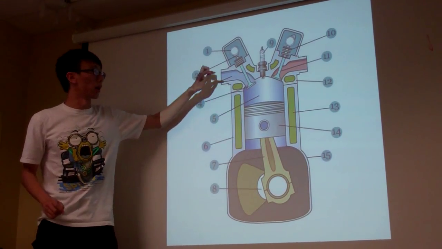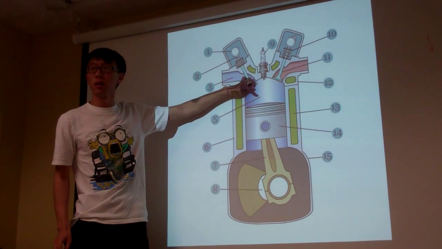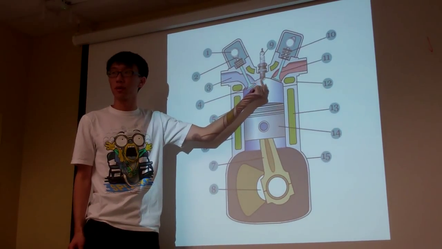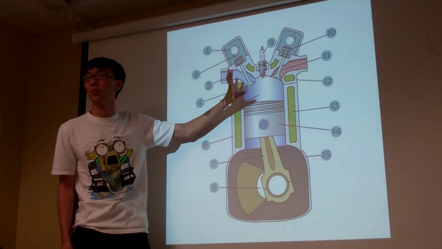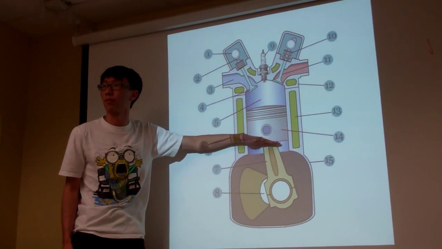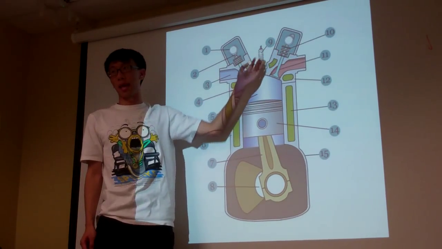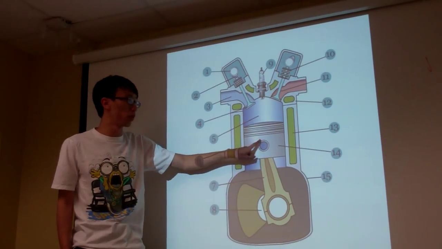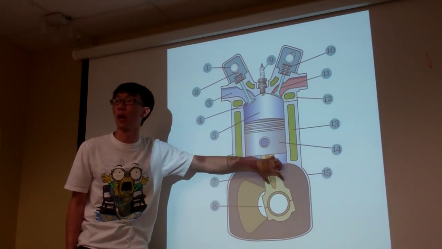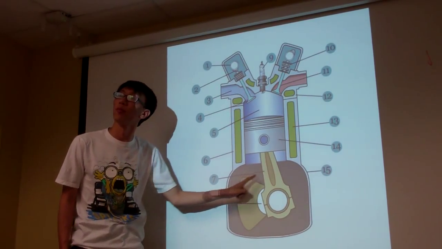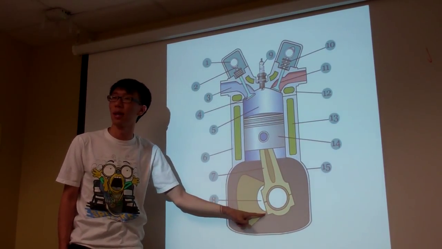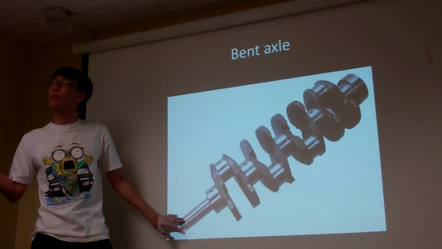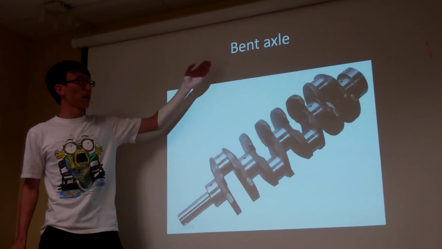Just like this. Intake the air, compress the air, spark, spray oil, and boom. And just push this down. Vent the air, again and again. And this disc will push this bar to rotate, again and again. And this is an axle, just like this. This is a bent axle.